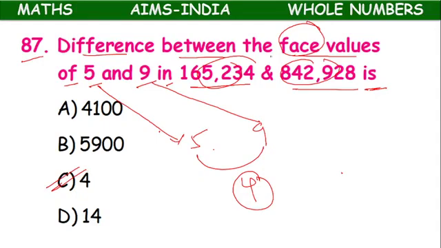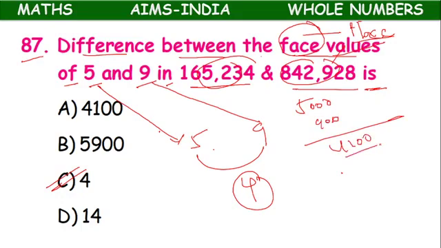If they ask place value, not face value, then 5 is in thousands place. You have to write 5000. 9 is in hundreds place. You have to write 900. What is the difference? 4100. But they asked face value. So C option is the right answer.